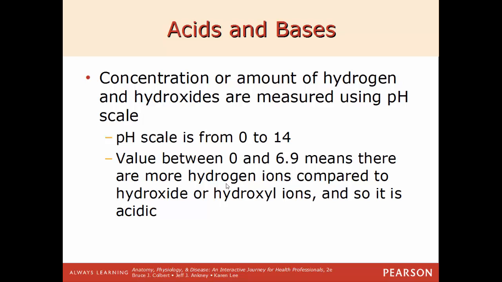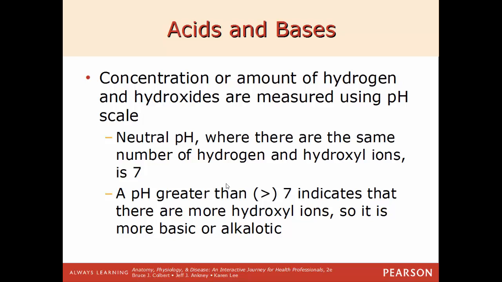The lower numbers, 0 to 6.9, are considered acidic, because they have more hydrogen ions. And the lower the number you get, the stronger the acid is. So an acid with a pH of 1, such as hydrochloric acid that's found in your stomach, is very, very strong. It can burn your skin if it touches your skin. And that's why heartburn actually hurts so bad, because that's hydrochloric acid burning through tissue.